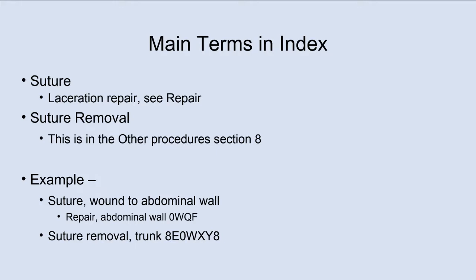That's unusual. If you look up suture, wound to abdominal wall, it refers you to repair abdominal wall. And again, it gives you enough information that you can go right to the table from there. You don't need to go to repair. If you have suture removal of the trunk, which is where the abdominal wall is, it gives you the complete code. This is in other procedures section 8, not in the medical and surgical section.